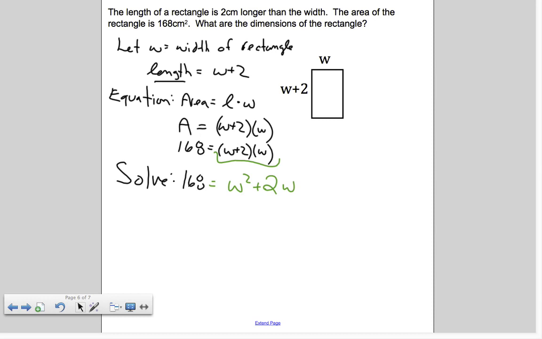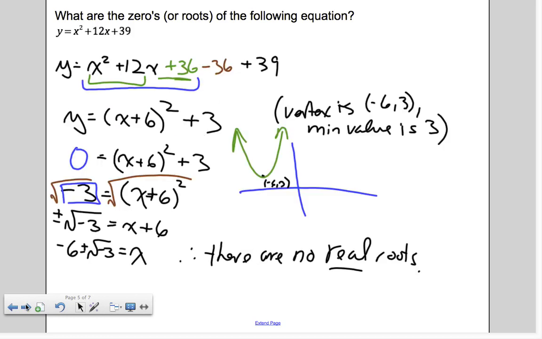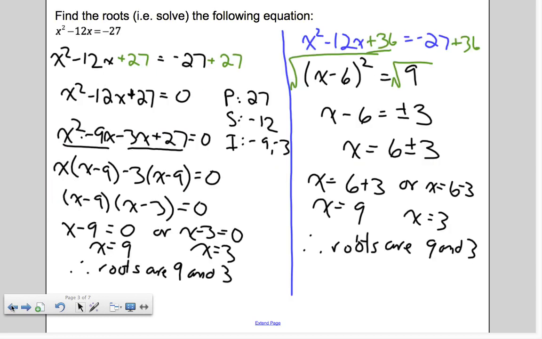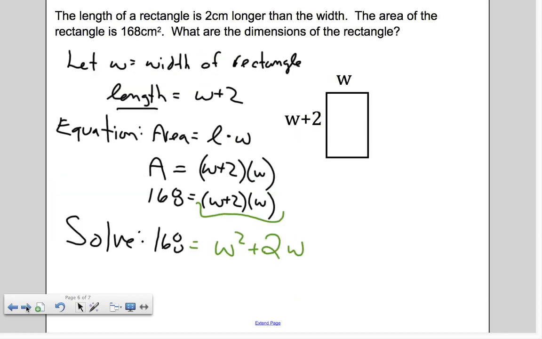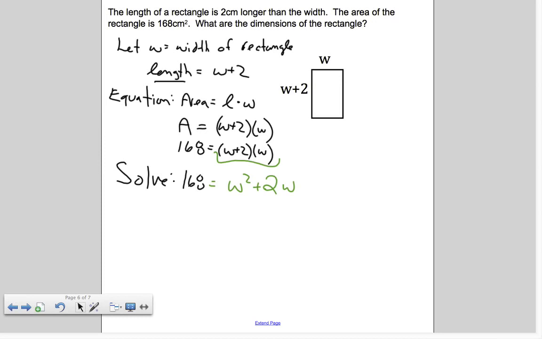Okay, so does this question now look similar to this question? Right? So instead of solving for x here, we're solving for w. We could try to factor this. I could subtract 168 from both sides and try to factor it, right? Or I'm just going to complete the square.